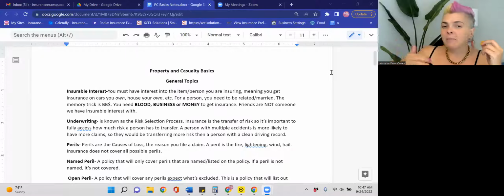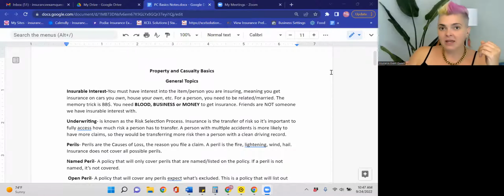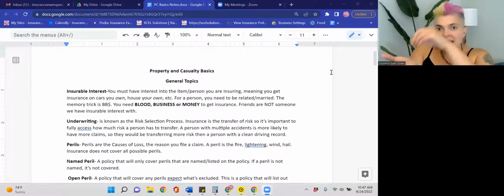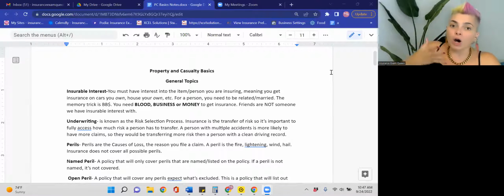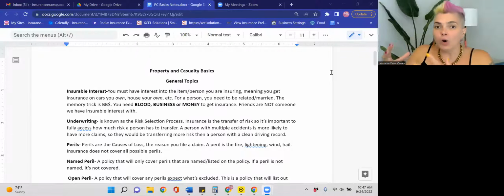Or money. Money is just saying you own something. If you own the car, you have money in that car. That car is worth money and you own that car. So you have money in it. So anything that you own, anything that is yours and it has monetary value, you can insure that thing.